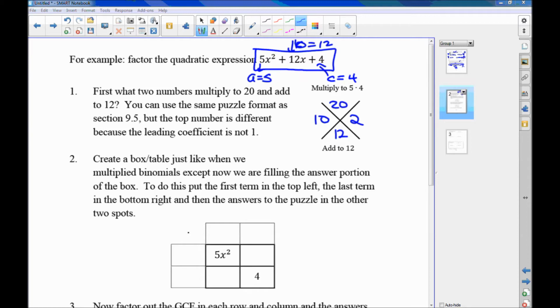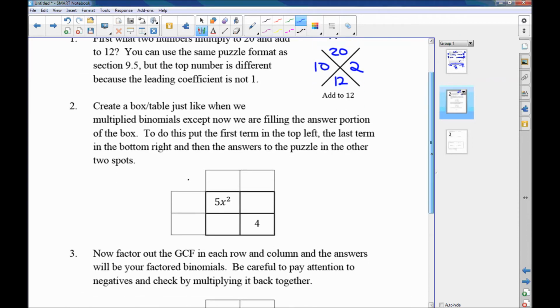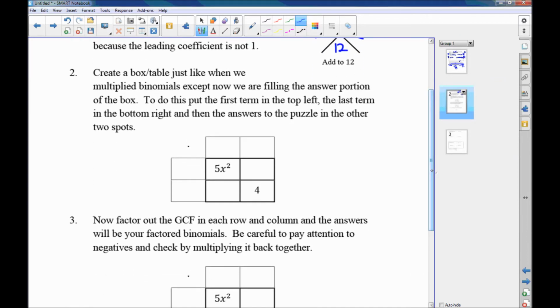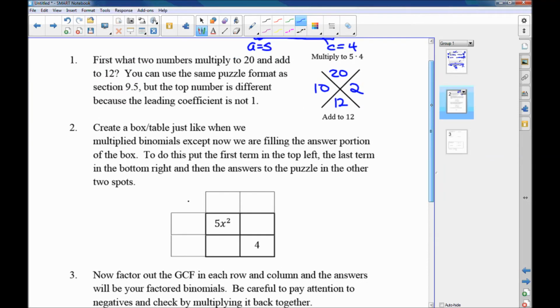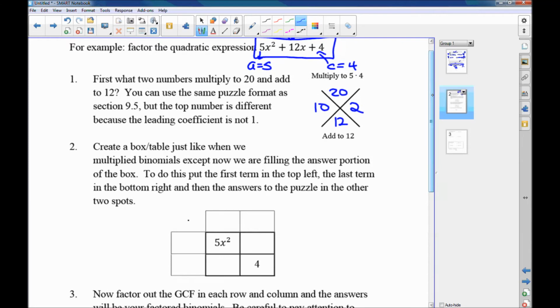Now we're going to create a box just like what we did when we first started multiplying binomials together. Except our one change is instead of putting the binomials on the outside of the box, we're going to fill in the inside of the box. So the top left term gets the 5x squared. So 5x squared goes here. Okay. The C part, the plus 4, goes in the bottom right.